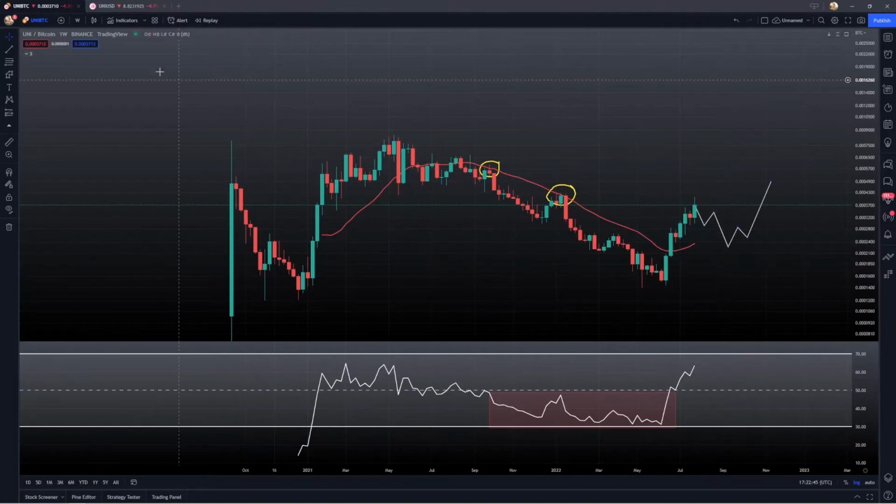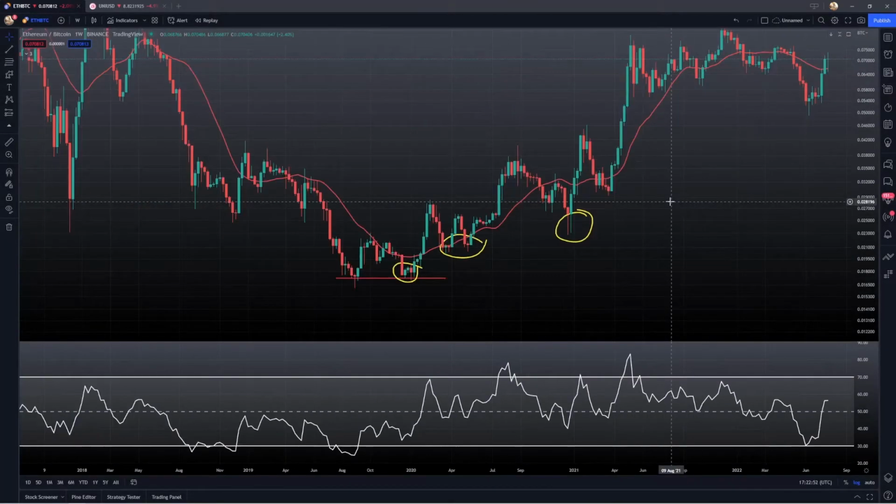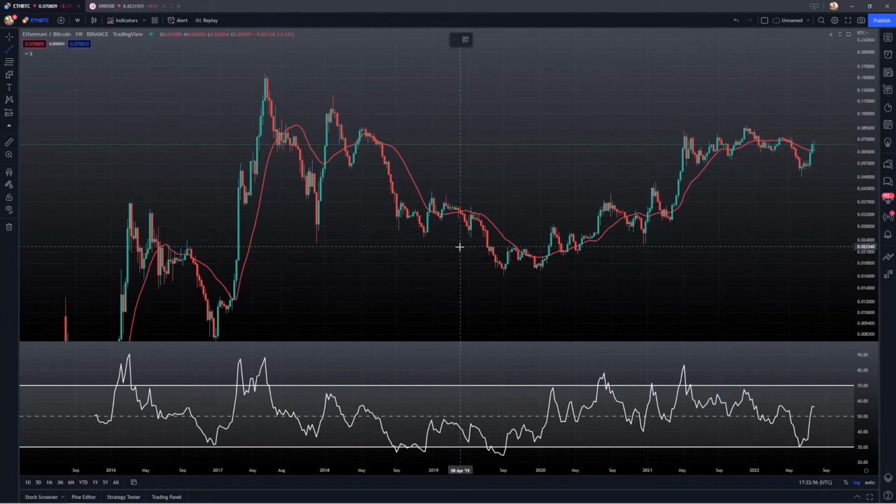I'm going to switch over here to Ethereum Bitcoin, which is a great study of what a longer term trend reversal looks like. So I'm going to just remove all these drawings real quick, and we can see the same thing where we had this longer term downtrend. Ethereum was really underperforming Bitcoin. We transitioned into the double bottom, and then from there we just really printed these higher lows.